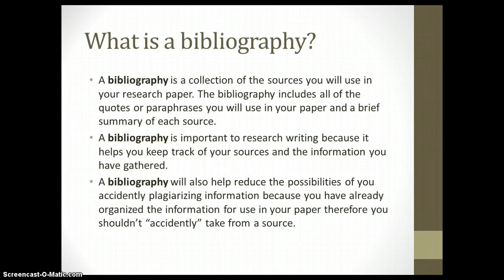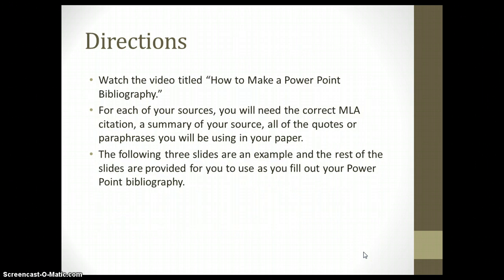And so the first thing we have to ask ourselves is, what is a bibliography? A bibliography is a collection of the sources you will use in your research paper. A bibliography includes all the quotes or paraphrases you will use in your paper and a brief summary of each source. A bibliography is important to research writing because it helps you keep track of your sources and the information you have gathered. A bibliography will also help reduce the possibilities of you accidentally plagiarizing information because you have already organized the information for use in your paper. Therefore, you shouldn't accidentally take from the source.